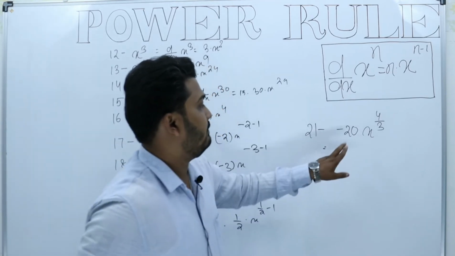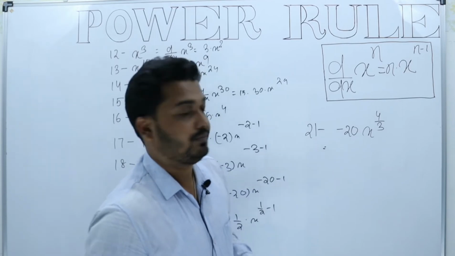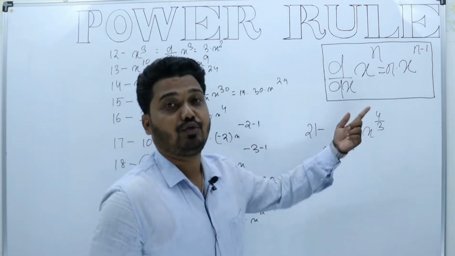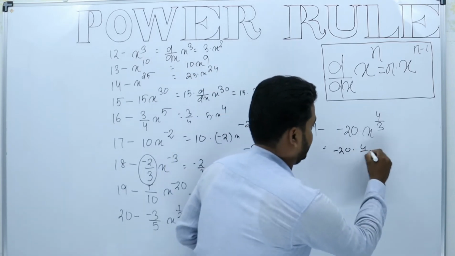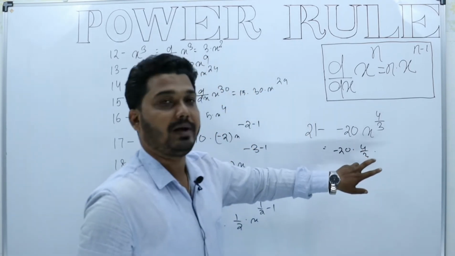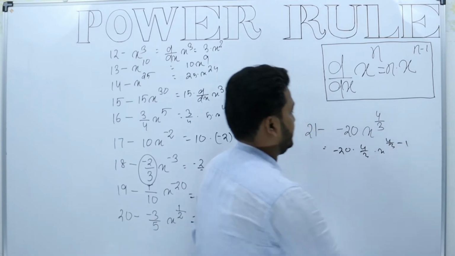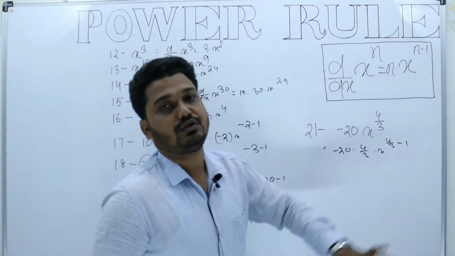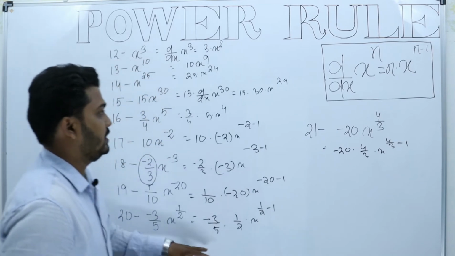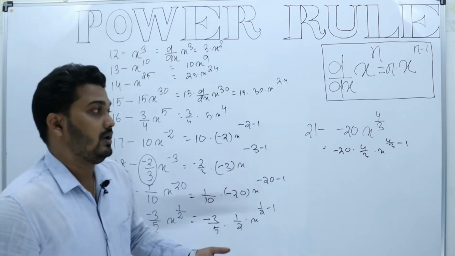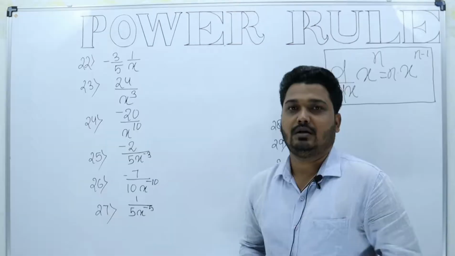Last question, minus 20 x to the power 4 by 3. Minus 20 is a constant, we will keep it outside. Differentiating x to the power 4 by 3, in the next step we can write 4 by 3 x to the power 4 by 3 minus 1. This can be multiplied, this also can be solved in the next step. So this also we solve. Next we will also solve some new type of question.